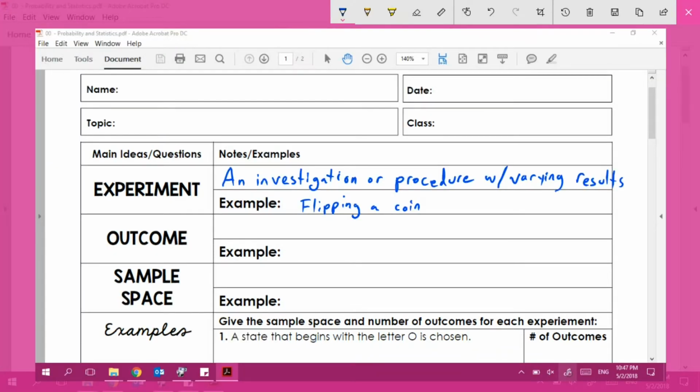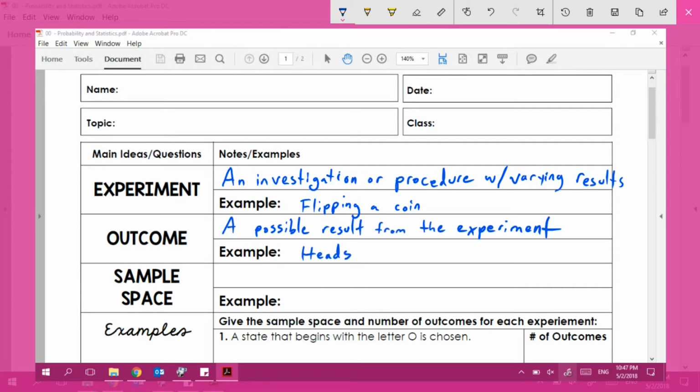So, an experiment is an investigation or procedure with varying results. So something that happens and there's different results that could happen. For example, flipping a coin. You could get heads or you could get tails, or you could land it straight on the side and it wouldn't land on heads or tails.